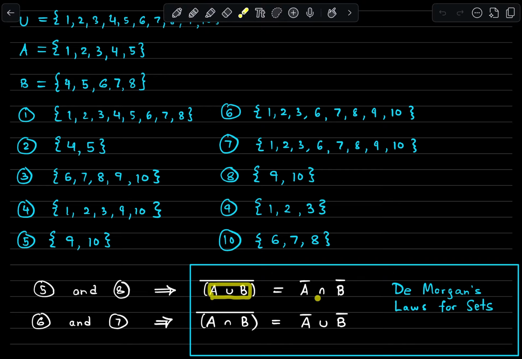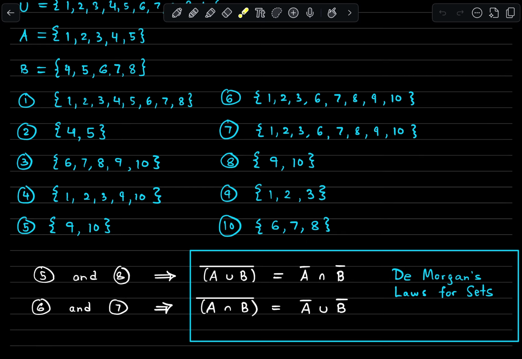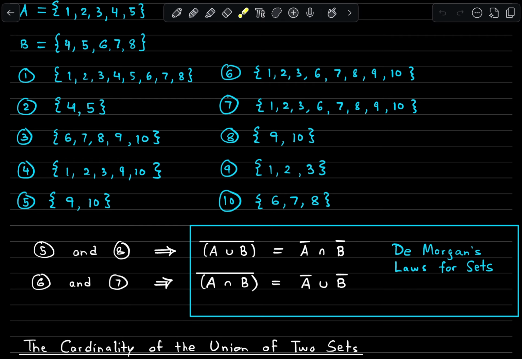Okay, so the complement of A union B is the same thing as the intersection of the complements. This is like your disjunction. This is like your conjunction. And the complement of your intersection is the same thing as the union of your complements. All right, so these are just your De Morgan's laws coming back over here.